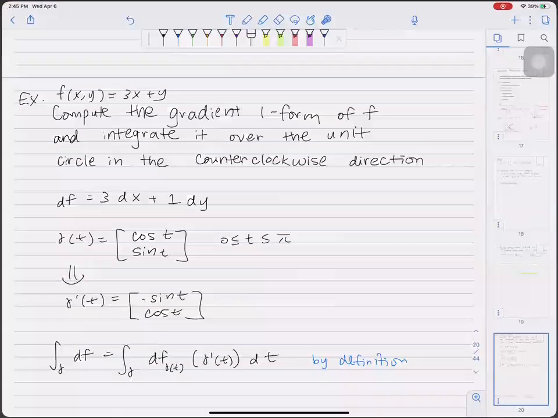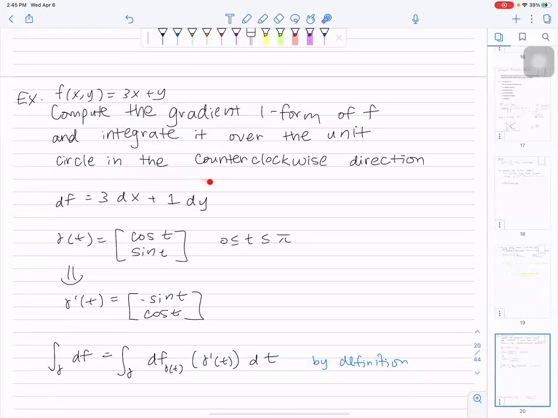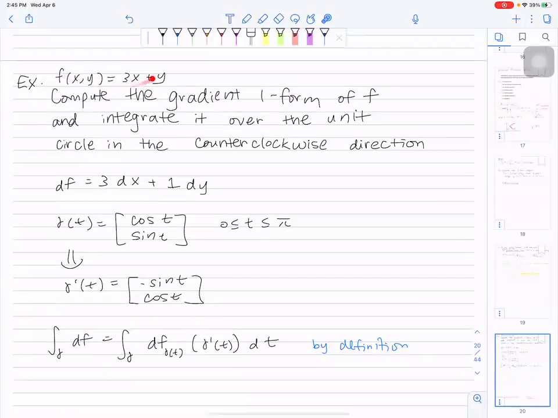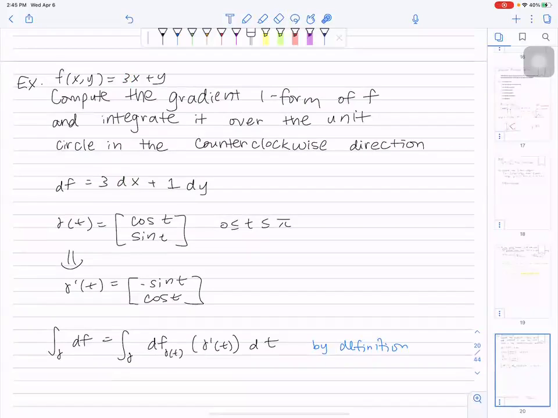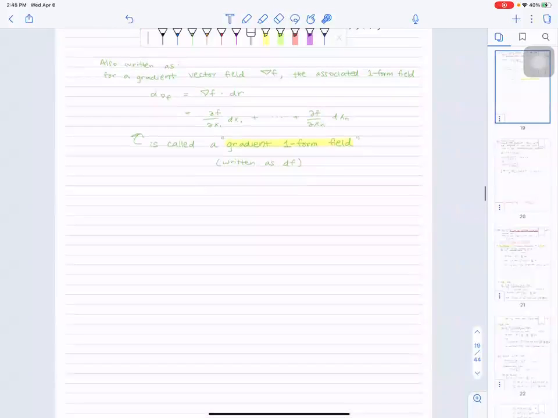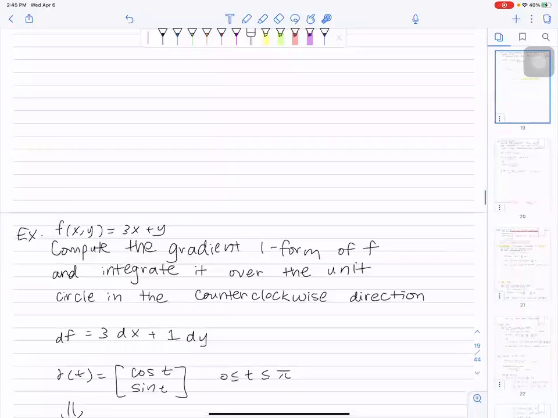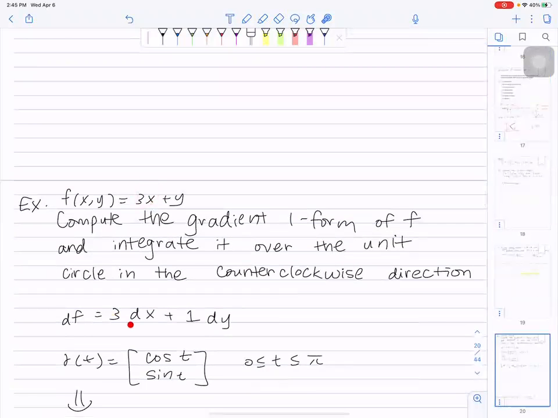Okay. So this example, integrate it over the unit circle in a counterclockwise direction. Okay, so we have f. This is 3x plus y. df, the gradient 1 form, is going to be, you take this 3 and you write it as dx, because according to our definition, we have the partial with respect to x, dx. So here the partial with respect to x is 3, you have 3 dx. Then plus partial with respect to y is 1, so you have 1 dy. So this is our df, our gradient 1 form field.